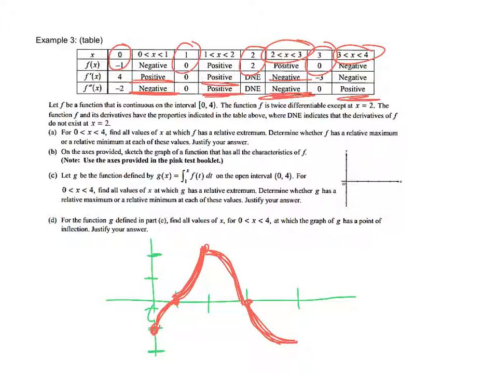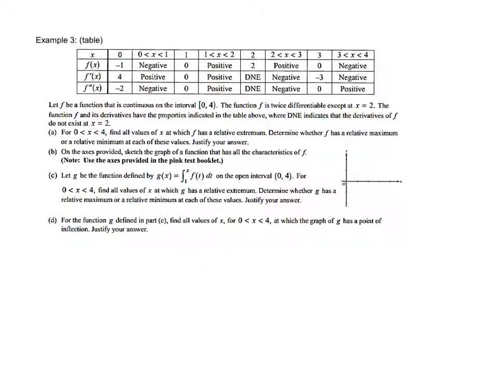Let's try part C. Part C says, let g be the function defined by g of x equals the integral from 1 to x of f of t dt on the open interval from 0 to 4. For 0 less than x less than 4, find all values of x at which g has a relative extremum. Okay, relative extremum, we know that's the relative max or the relative min. Determine whether g has a relative max or relative min at each of these values. Again, they defined it for me. Great, thank you. Justify your answer.